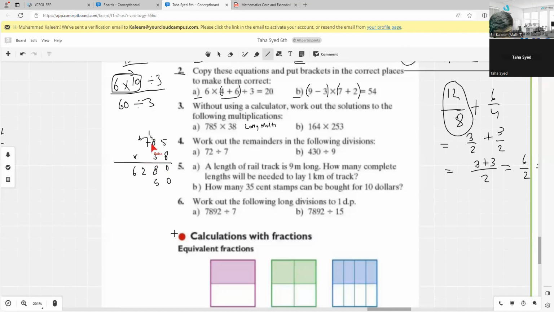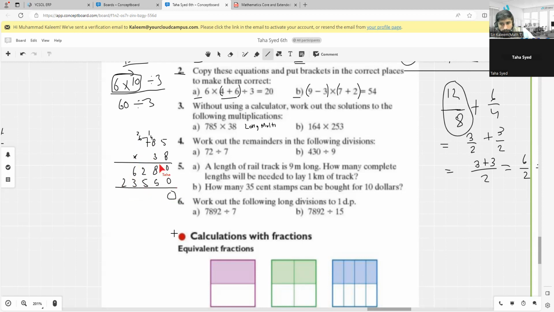24 plus 1, 25. 5 will be here, and 2 will be in carry. Good. And then 3 times 7, 21 plus 2, 23. So 2 and 3.